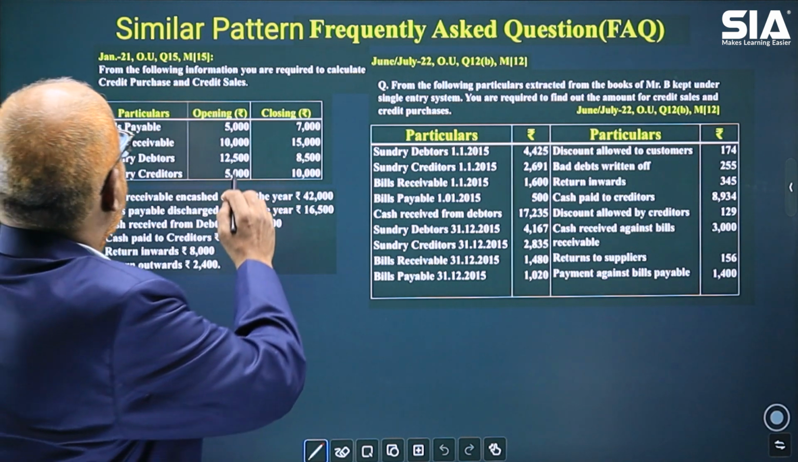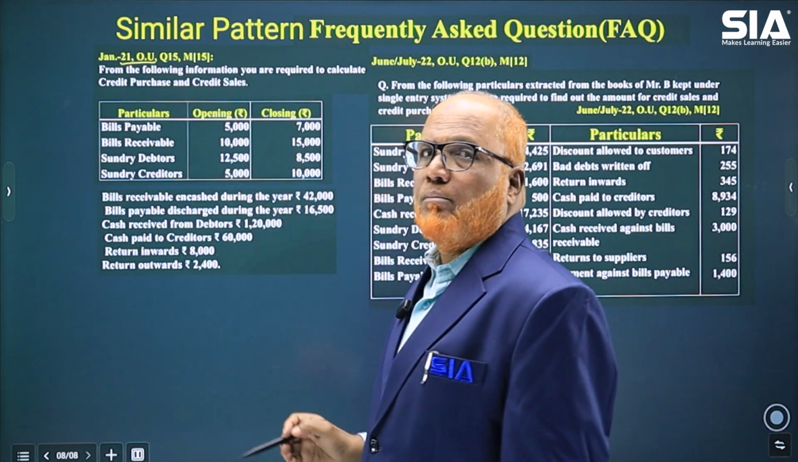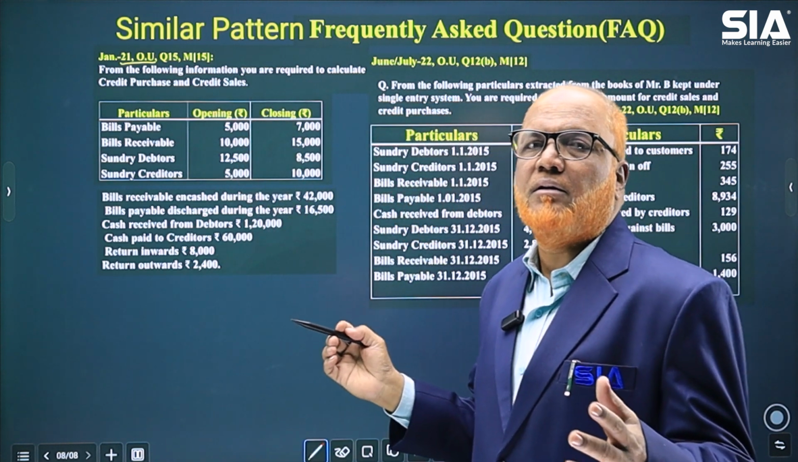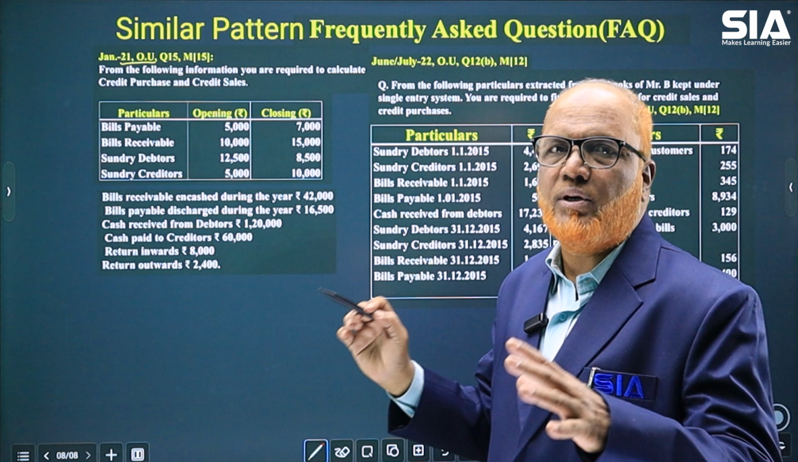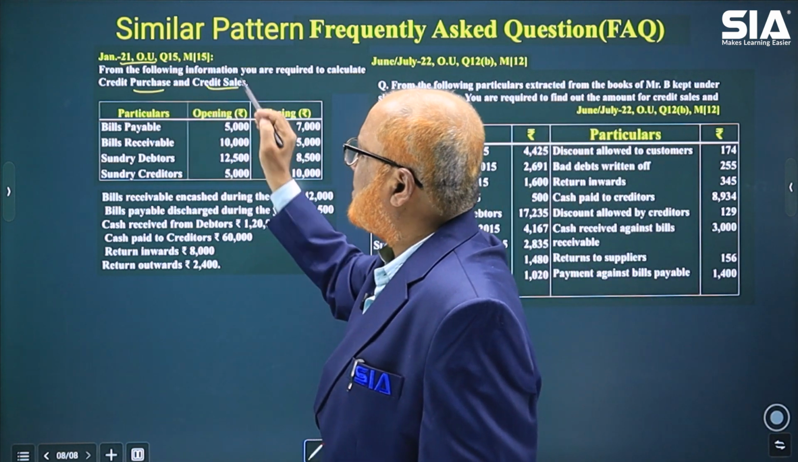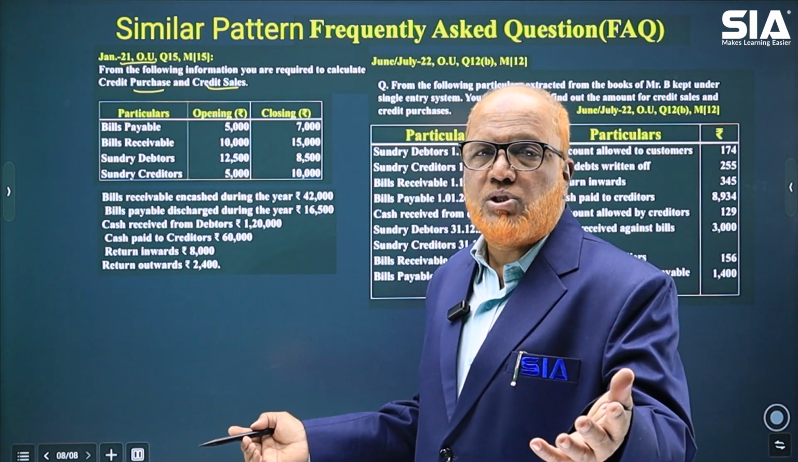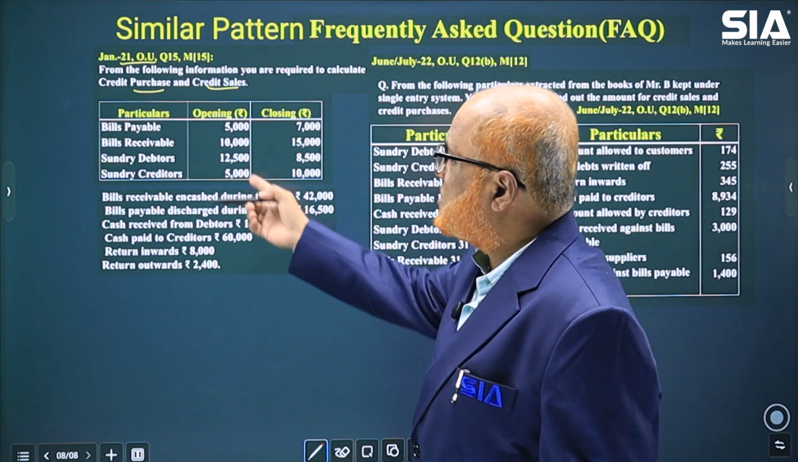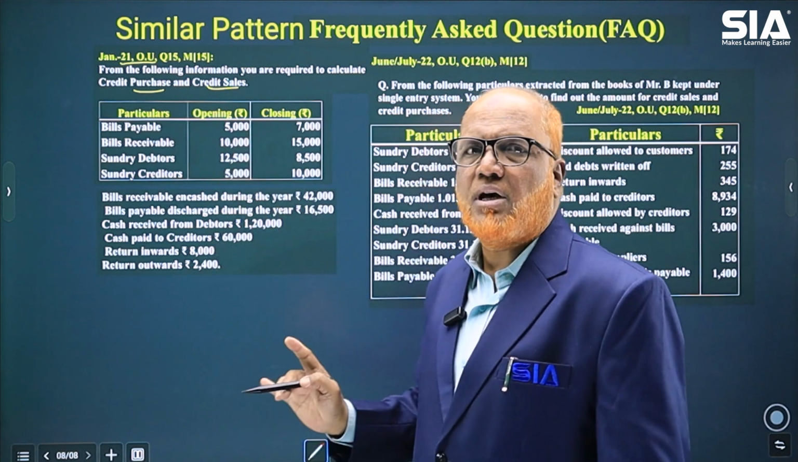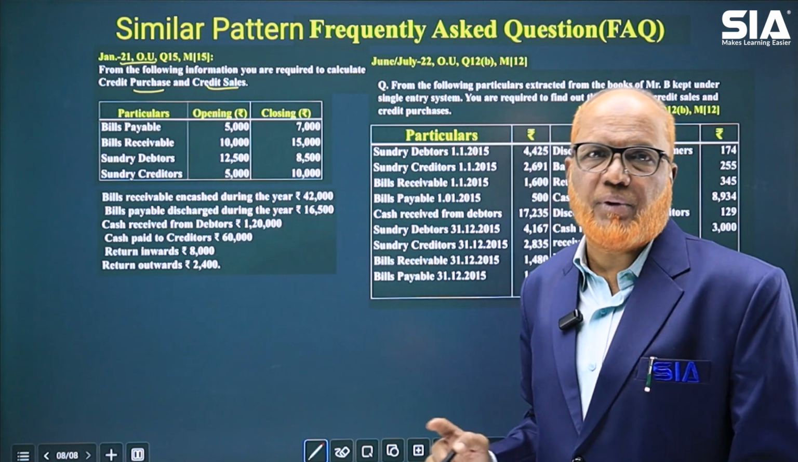Now, a similar type of question was asked previously. This was the question. See here, January 2021, they asked it for 15 marks. Actually, that was the COVID pattern. At that time the pattern was changed, but now it is 12 marks. Similar type: find out the credit purchases and credit sales. Make the accounts: total creditors account, bills payable, total debtors account, bills receivable. All the same items are given. You can practice to have a good command on this topic.